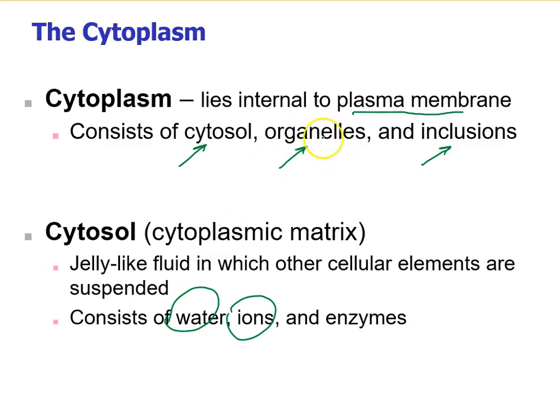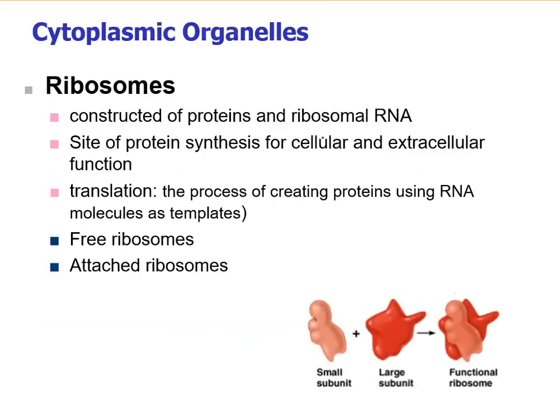Next we are going to study the organelles. Organelles are the little organs; everything the cell is doing is because of the organelles' functions. The first organelle we are going to discuss is the ribosomes. Ribosomes are like tiny factories inside your cell that make protein. They are the site of protein synthesis for cellular and extracellular function.